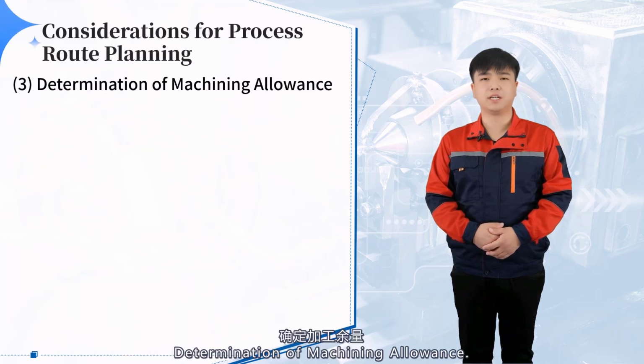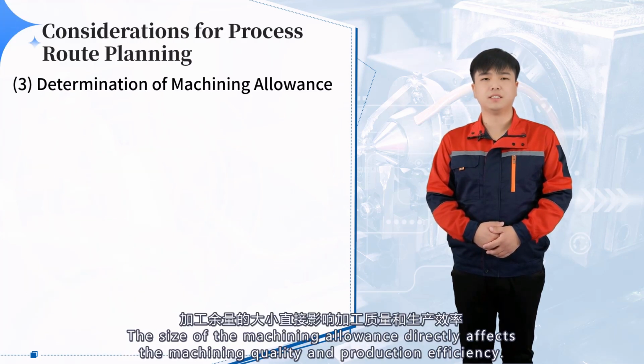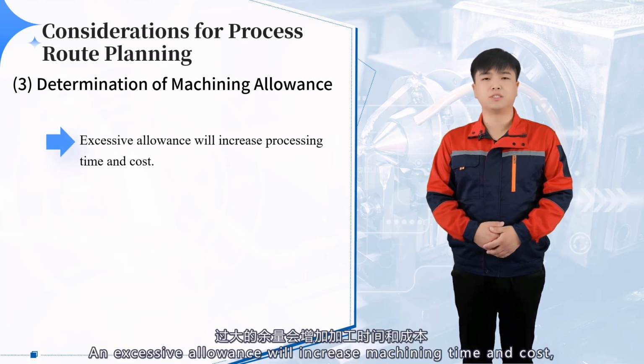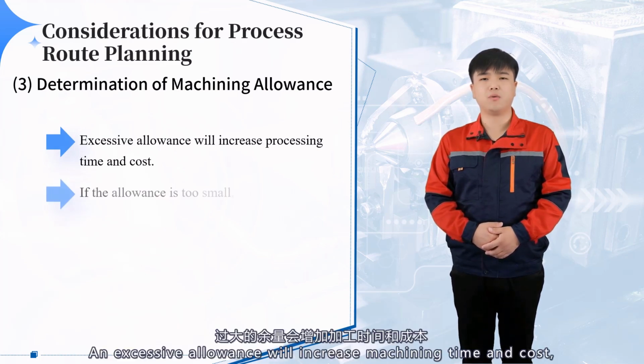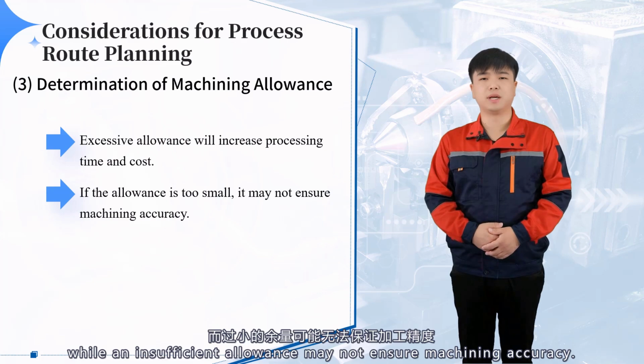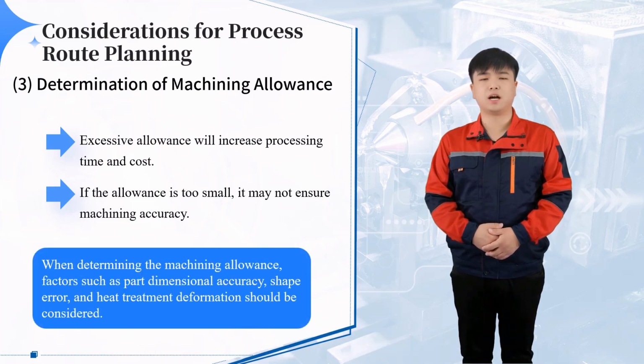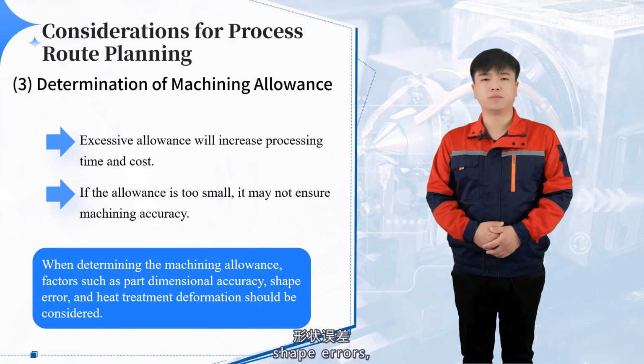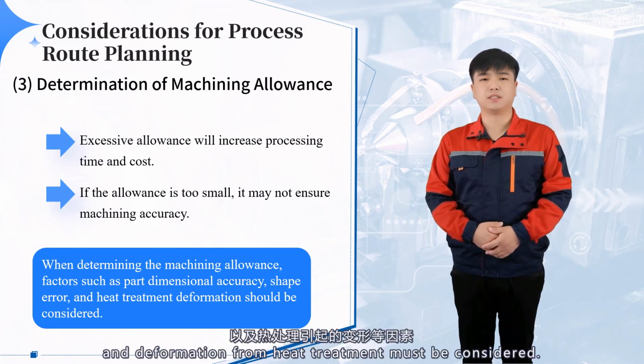C. Determination of machining allowance. The size of the machining allowance directly affects the machining quality and production efficiency. An excessive allowance will increase machining time and cost, while an insufficient allowance may not ensure machining accuracy. When determining the machining allowance, factors such as dimensional accuracy, shape errors, and deformation from heat treatment must be considered.